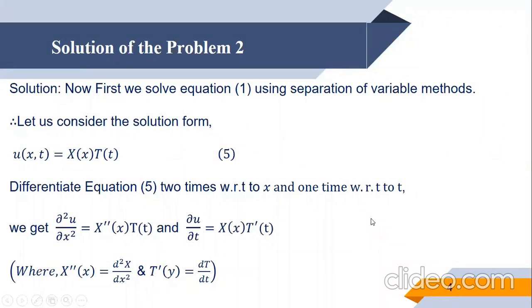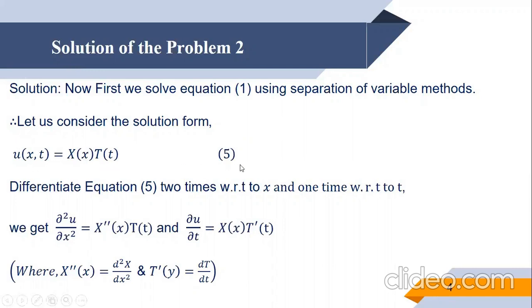Now we solve problem 2. So first we solve equation 1 using the separation of variables method, which was discussed in a previous lecture. So again I repeat some concepts. Let us consider the solution form u(x,t) equal to capital X(x) times T(t).